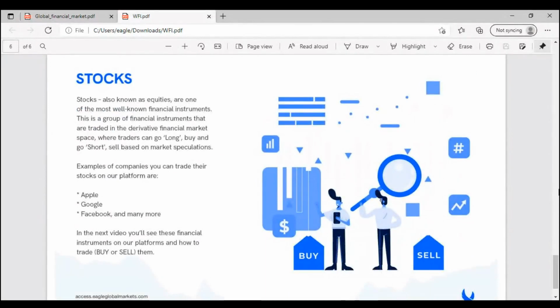Stocks. Stocks are also known as equities. They are one of the most well-known financial instruments. This is a group of financial instruments that are traded in the derivative financial market space, where you as a trader can buy, go long, or sell, go short, based on market speculation. If you see that when Apple releases their earnings report, it's not going to be up to the anticipated price, you can sell Apple. If you think it's going to be higher than the anticipated report, you can buy Apple. That's basically how you can trade them.